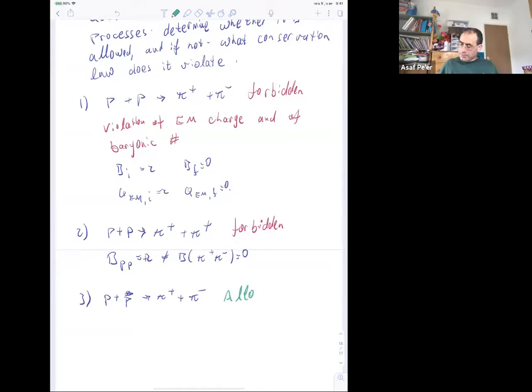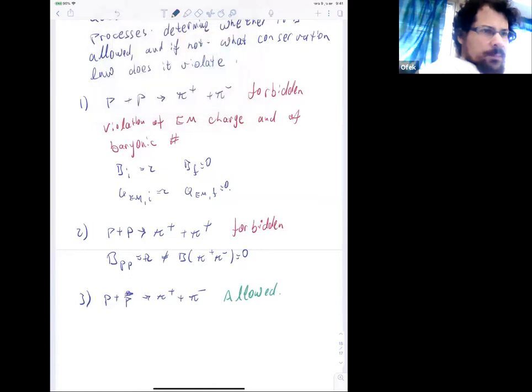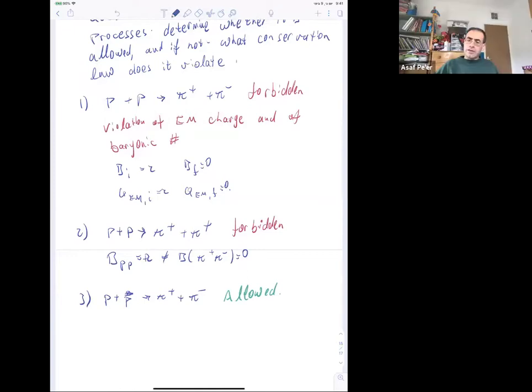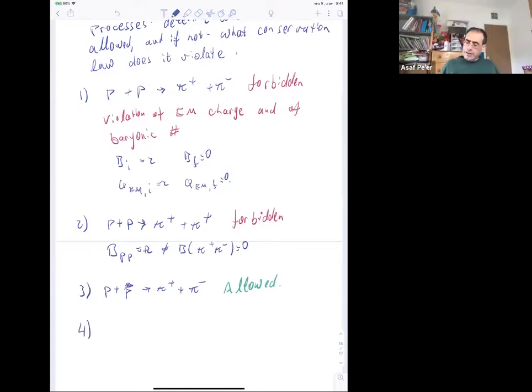So this is of course allowed. For this to happen, we needed to have some quarks and anti-quarks annihilate each other. Yeah, that can happen. There's no problem. What about the following? What about the proton decay into a neutron plus a positron plus an electron neutrino? Is this allowed or not allowed?